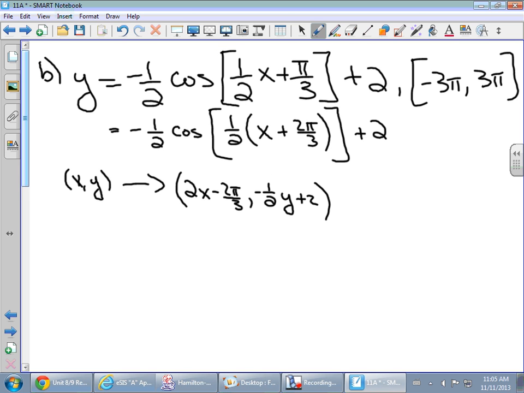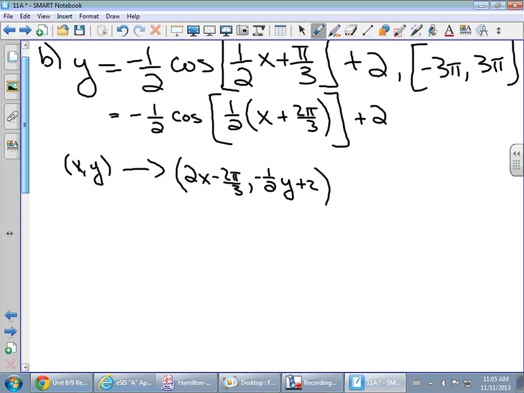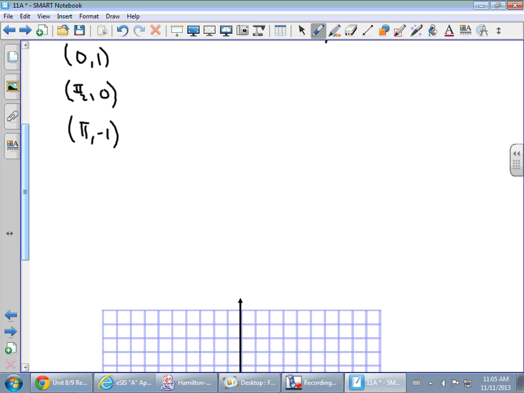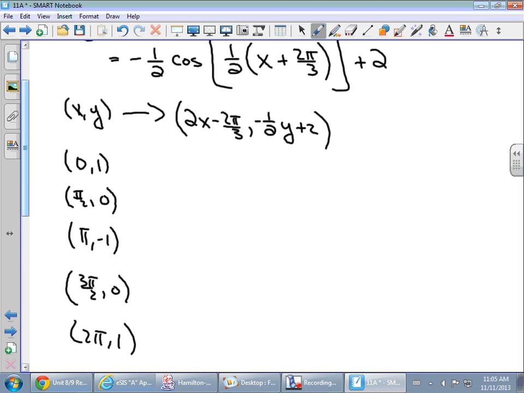A less common error, but it happens, is if I ask you to transform the cosine curve, and then people use the points for the sine curve. Okay? Remember, if you're doing the cosine, use the cosine points. So the cosine points start at 0 and 1. And pi over 2 and 0. Pi and negative 1. 3 pi over 2 and 0. And then 2 pi and 1. We're going through the general transformation.